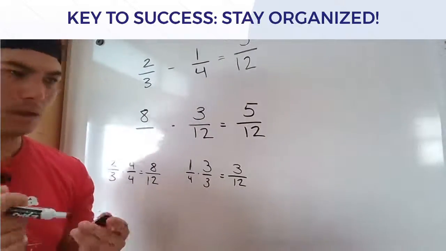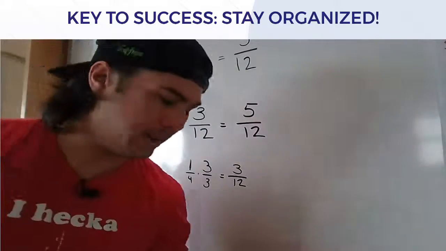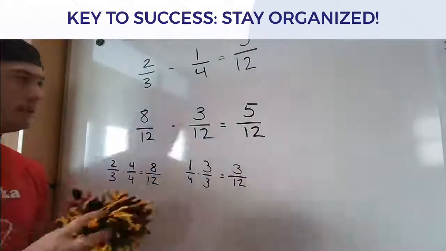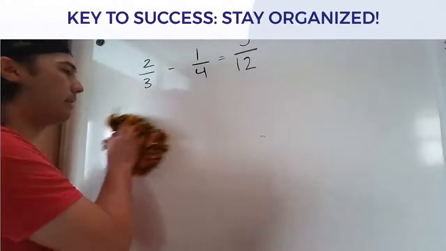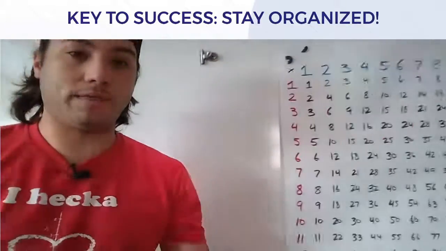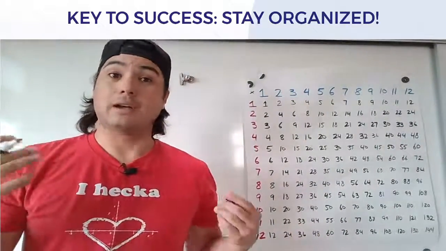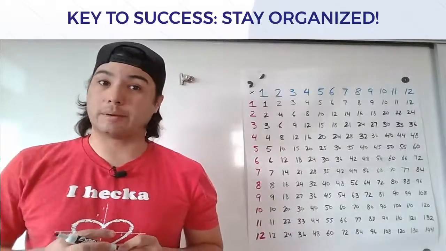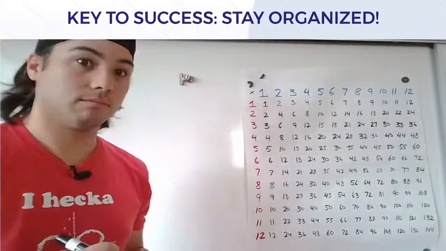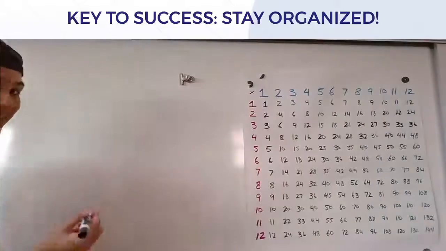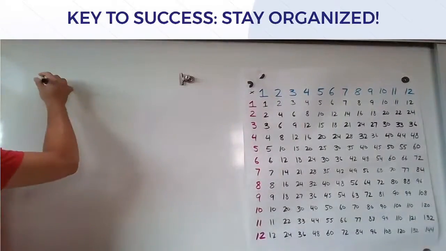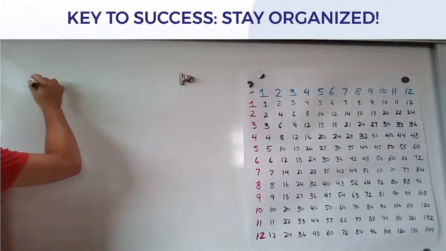Okay? Let's try one more. Again, same process as adding fractions with unlike denominators. We have to figure out what that common denominator is going to be. Then we've got to convert our fractions into that common denominator, and then we can do our operation. In this case, subtraction.